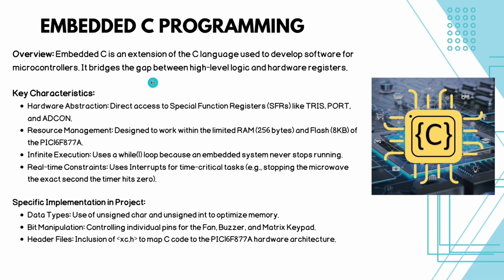The overview is very simple. Embedded C is an extension of the C language used to develop software for microcontrollers. It bridges the gap between high-level logic and hardware registers. The key characteristics are hardware abstraction and direct access to specific registers like TRIS, PORT and ADCON.